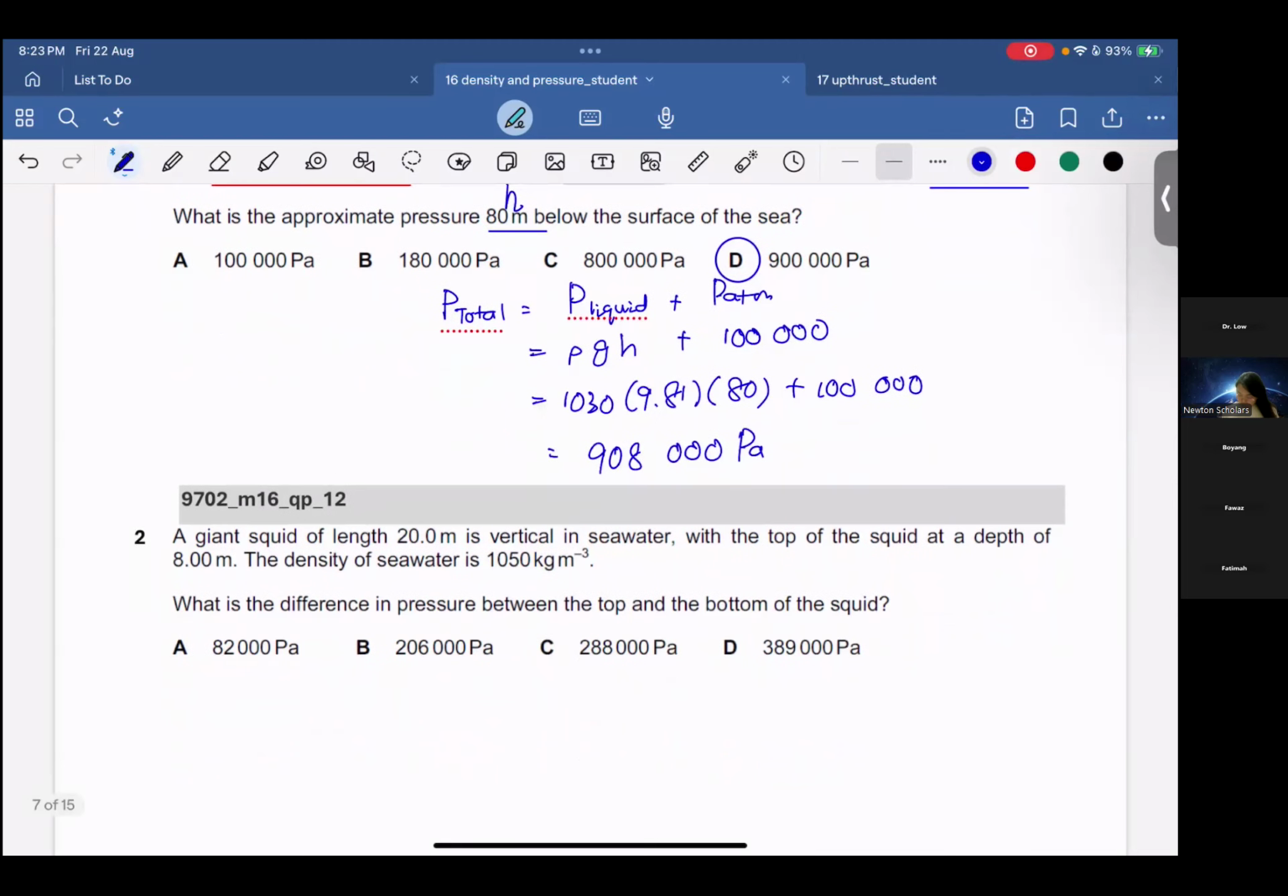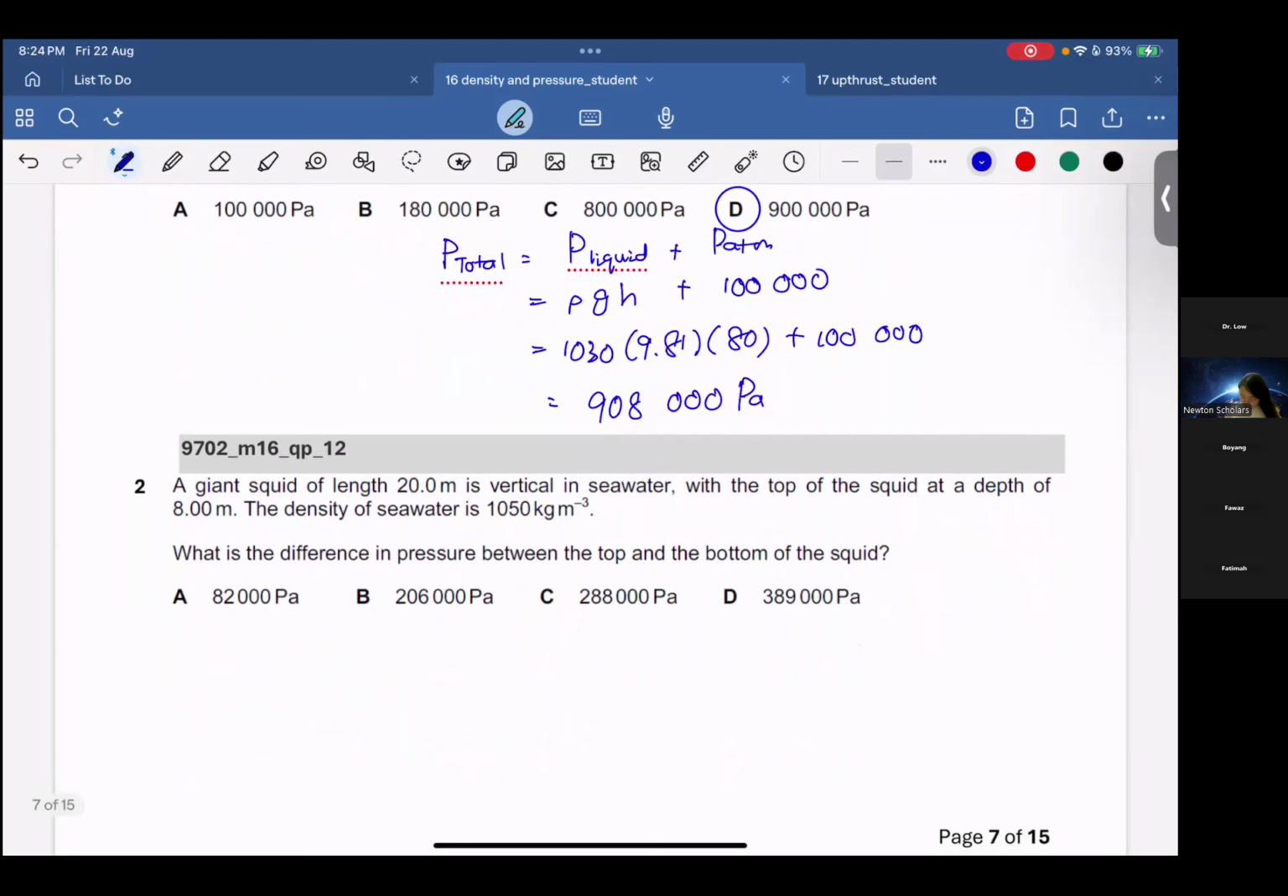Question number 2. Let me draw the vertical length, something like this. Sometimes we read it and then we try to draw a diagram to make it easier. Okay, the length here is 20 meters. From here to here is 8 meters. Okay, what is the difference in pressure between the top and the bottom?